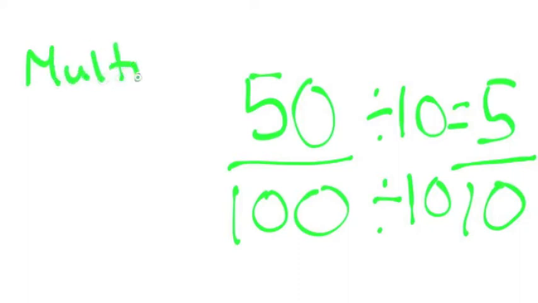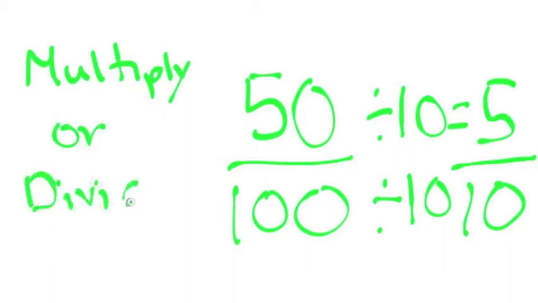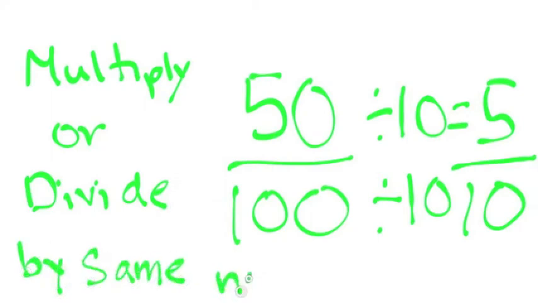So a reminder is to find equivalent fractions, you either multiply or divide the numerator and the denominator by the same number. In math, we like to keep things equal.